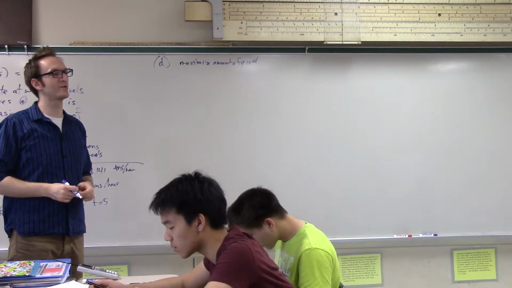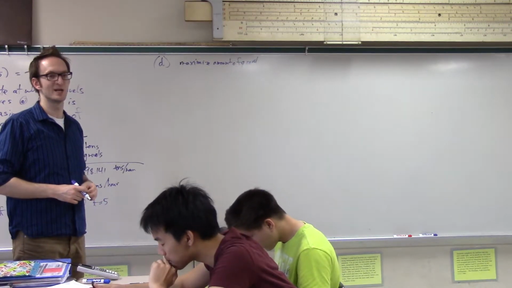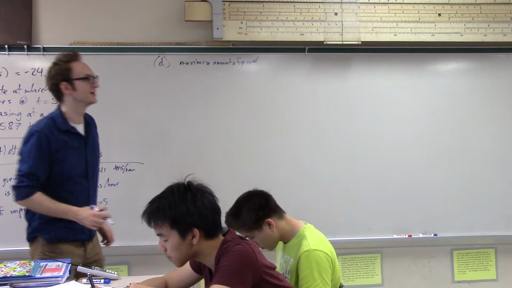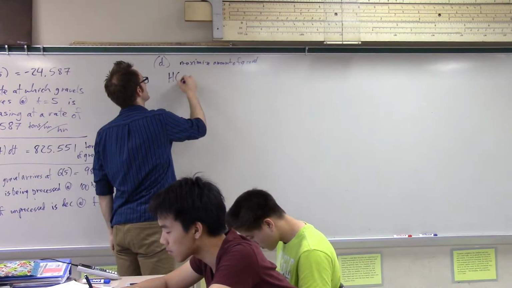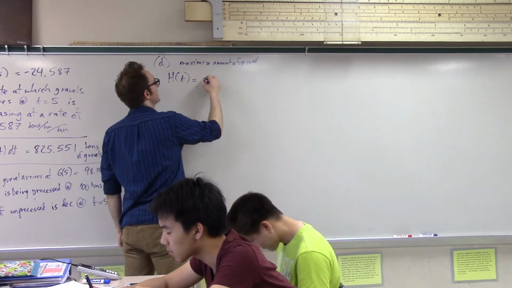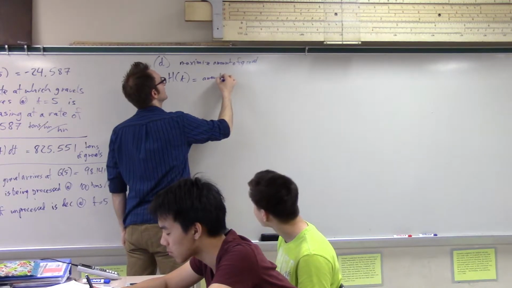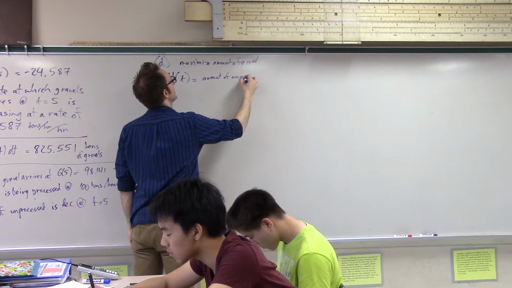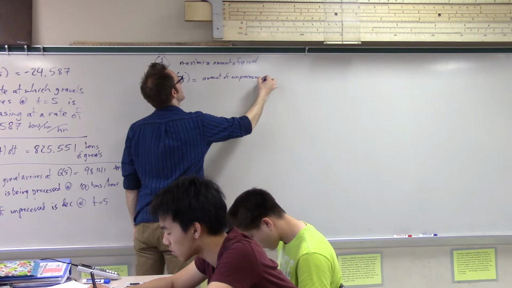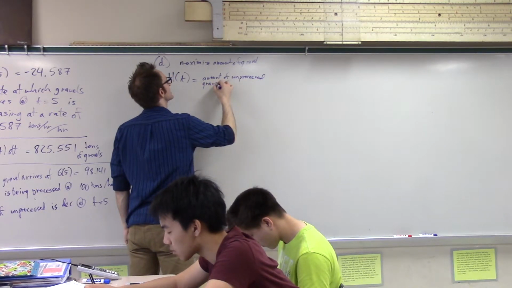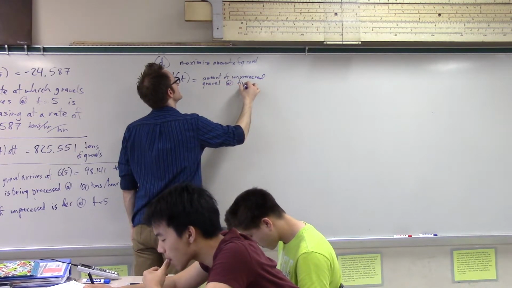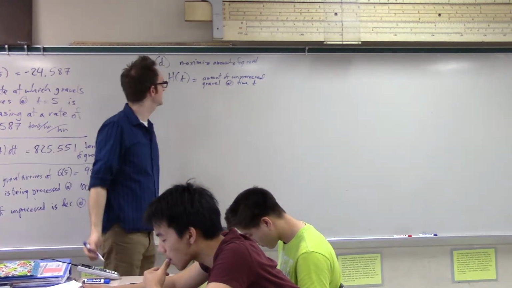So can we create a new function? What do you want to call it? Little g. H. No, we already have a g. Okay. So let h of t be the amount of unprocessed gravel at time t. So what is h of t?